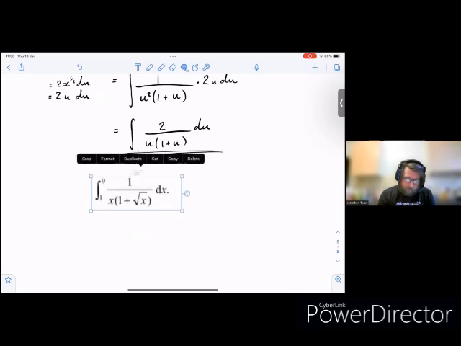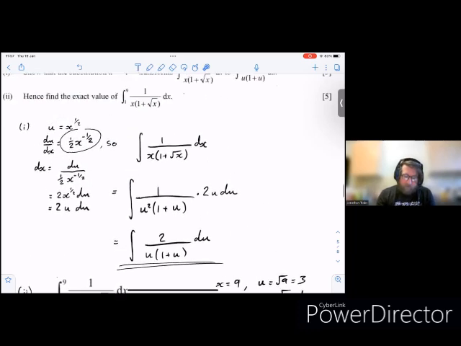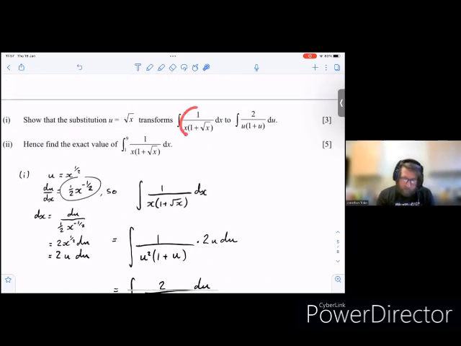So we've done a lot of the work, but we do need to change the limits. So when x equals 9, remember u is root 9, and when x equals 1, u is root 1. So all of this becomes the integral from 1 to 3 of, and we can just take, we've already shown that we get that. Let's just double check that the thing they're asking us to integrate is exactly the same as the thing we messed around with in part 1, because that's 1 over x times 1.